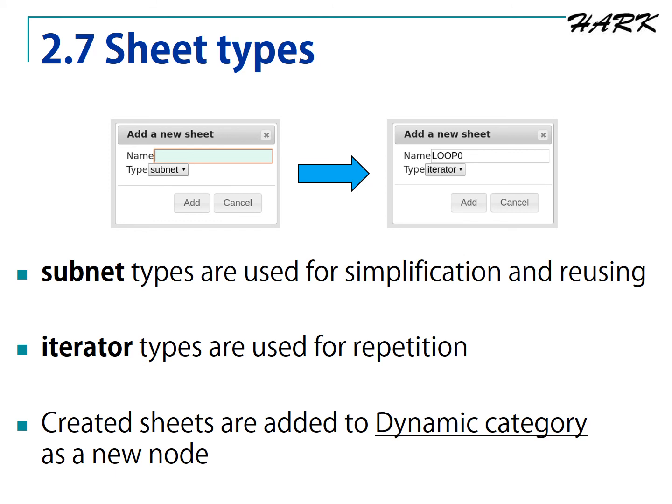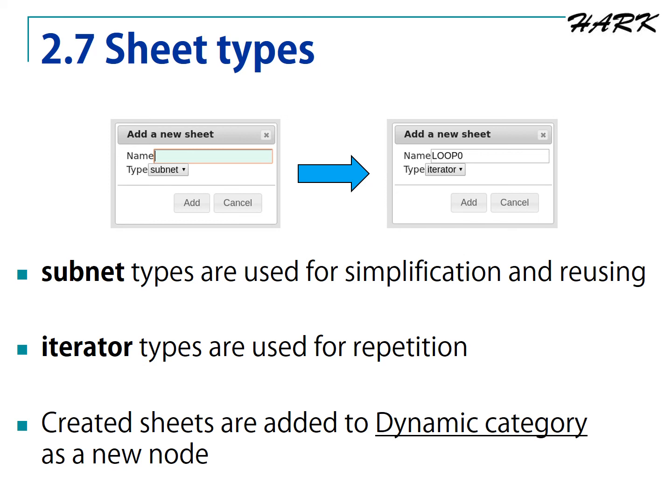So what are these sheet types? Sheets have two types, subnet and iterator. Subnet types are used for simplification. If you want to make huge networks, clustering them might be helpful. You can use subnet type sheets for that purpose. Iterator type sheets can be used for repetition. If you have procedures to repeat, you can repeat them by including them in an iterator sheet. We will see more examples of how to use iterators in the remaining practices.